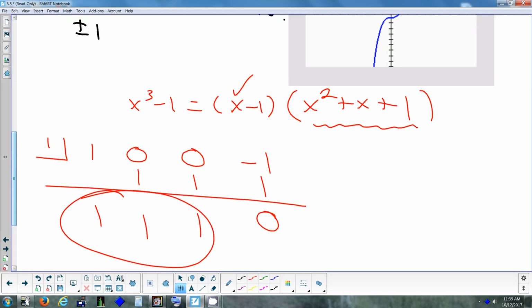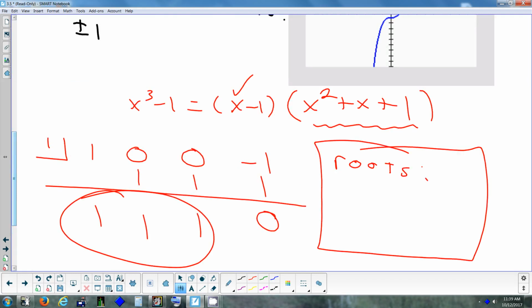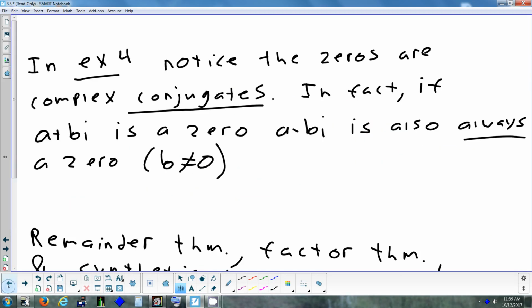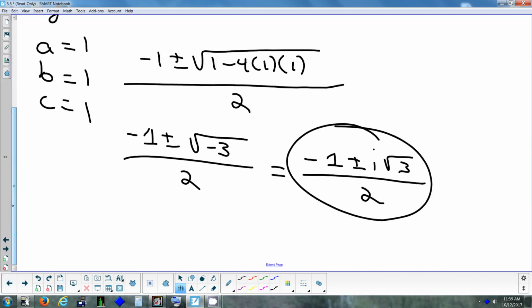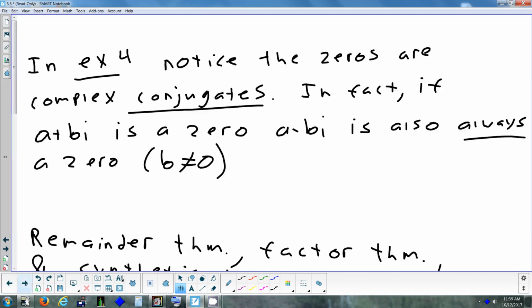Okay, so my roots, 1. And do we know the roots to x squared plus x plus 1? We just did that problem. X squared plus x plus 1 was this problem. We already set it equal to 0, and we already went through it. So these are the other two roots. Negative 1 plus or minus i root 3 over 2.